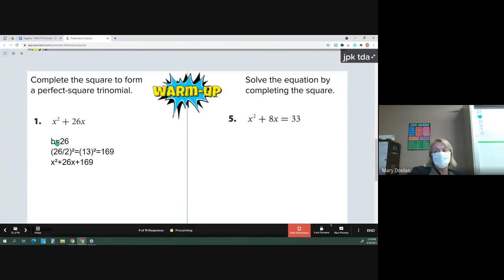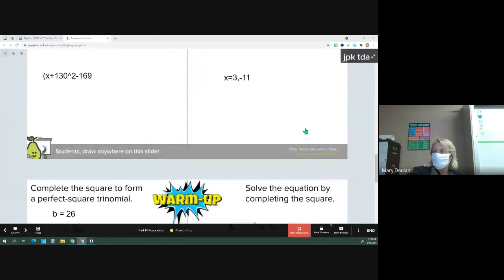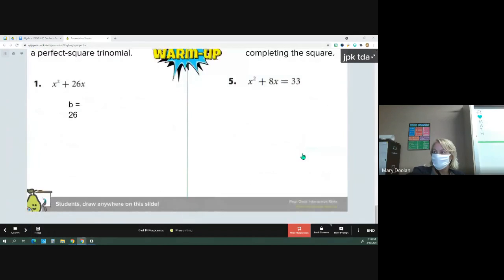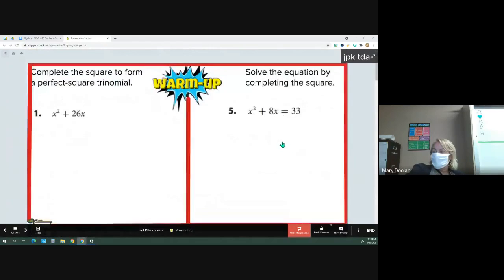And so this can be useful when we are trying to solve an equation and we want to solve it with square roots. We can complete the square on one side, and then we can take the square root of both sides to solve it. So if we look at the other problem, x squared plus 8x equals 33. Someone has the answers here, but I'm not really sure how they got them. So this one we'll go ahead and do together.